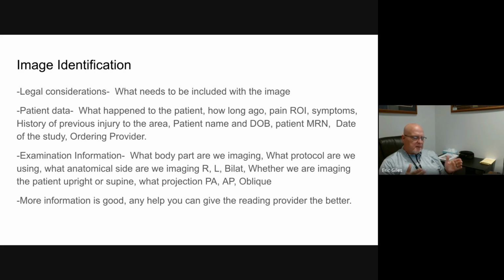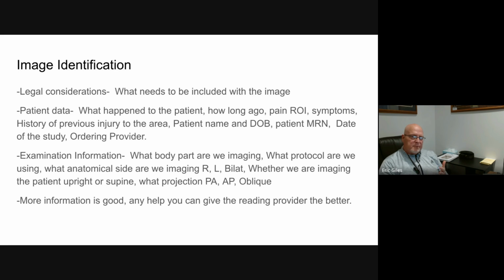What do we need to put under patient history? So what happened to the patient? When did it happen to the patient? Where are they hurting? What region of interest is that? Symptoms, whether they have injured this body part before, any previous injuries to the area.